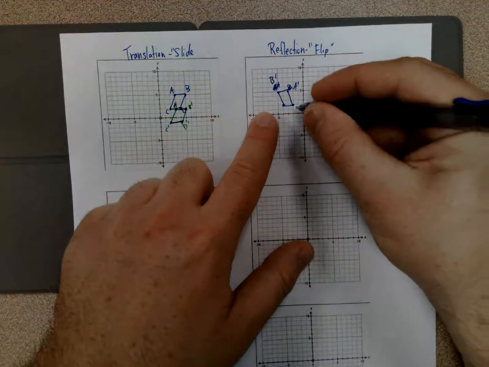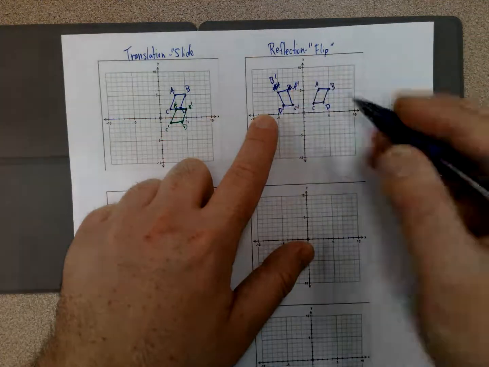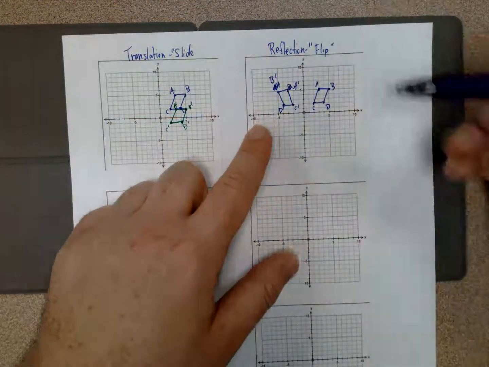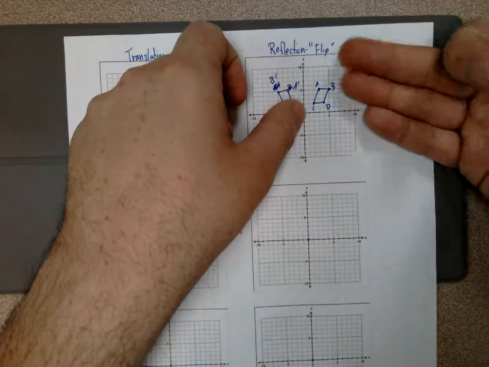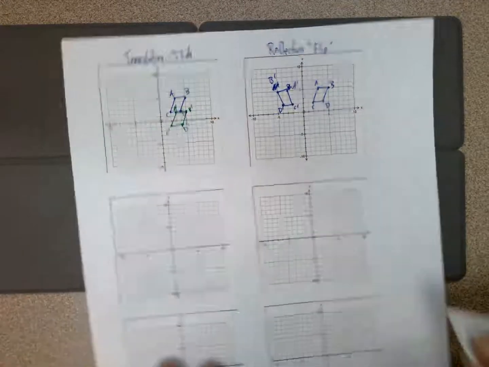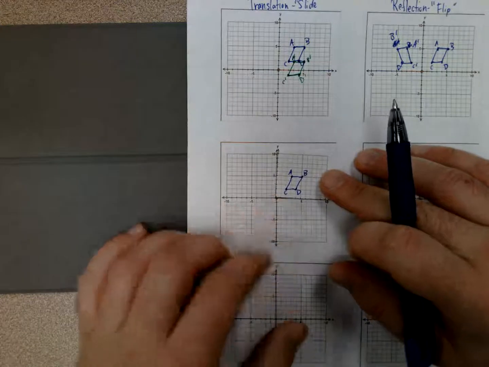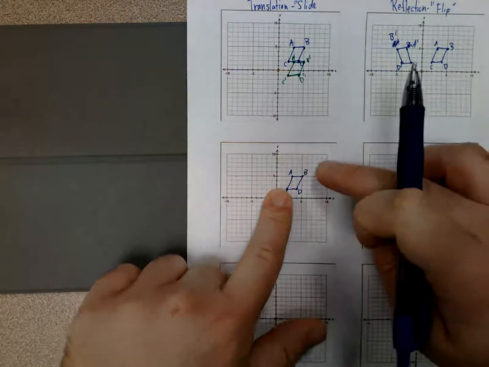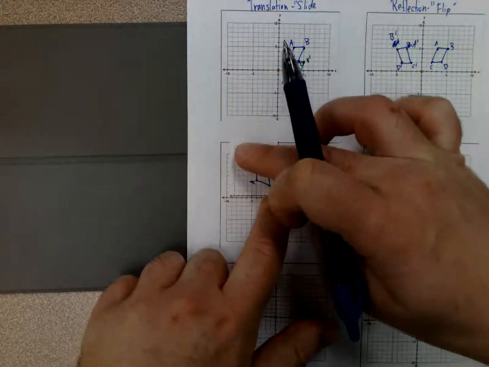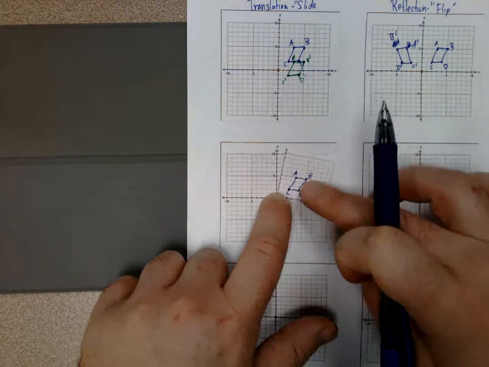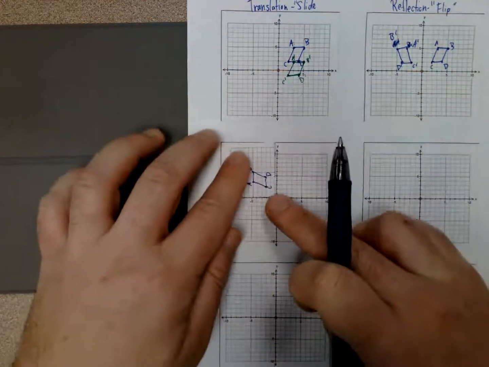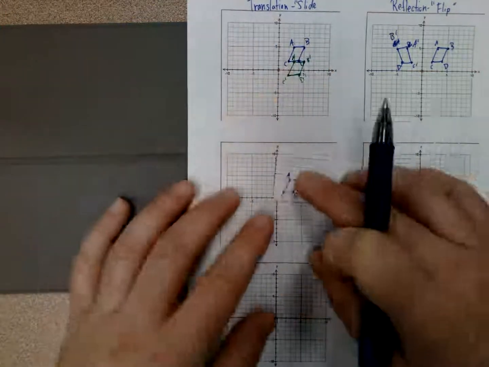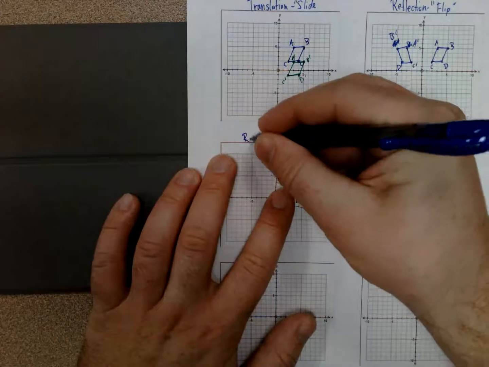So here will be C prime and D prime, and that would be our reflection. Same shape, but turned over, or if you're reflecting over the x-axis, it would flip down. The last main one we're going to look at is known as a rotation. These can be rotations around the origin. We're going to rotate like this and spin our shape to one of the other quadrants.